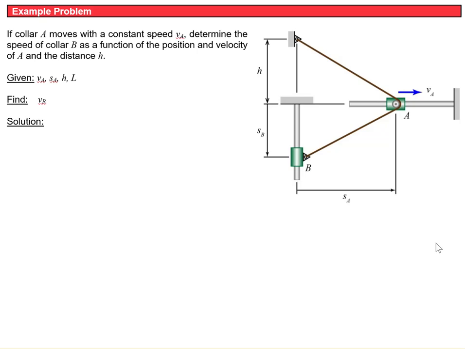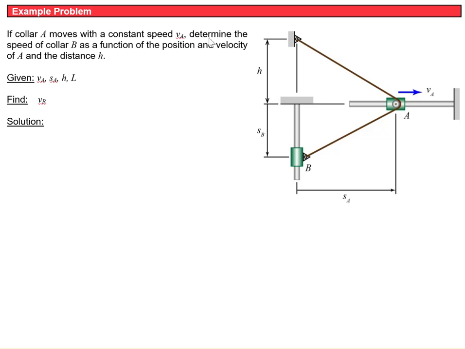In this problem, we have a collar, A, which moves at a constant speed. Determine the speed of collar B as a function of position and velocity of A and the distance h. All right, so there are no numbers in this problem. I know that freaks a lot of people out, but we know the numbers. We just are keeping the variables.